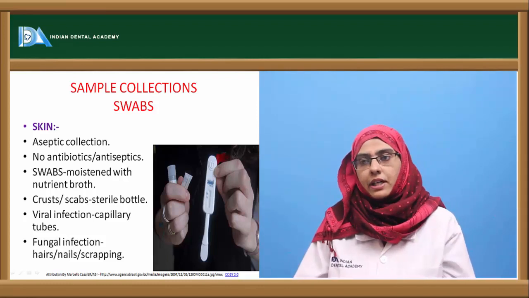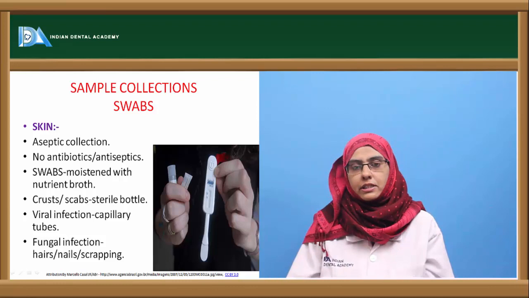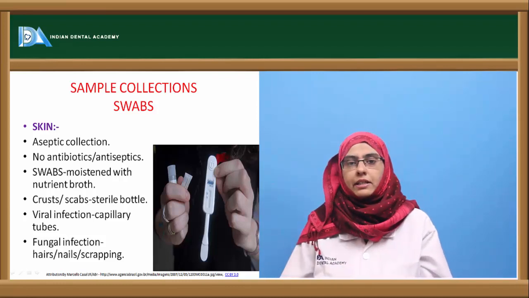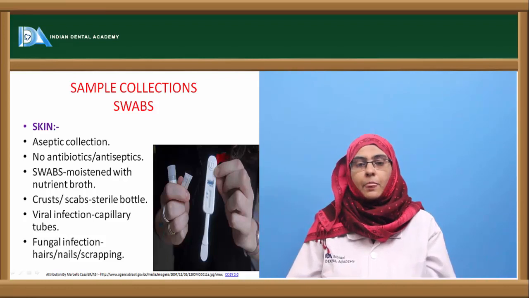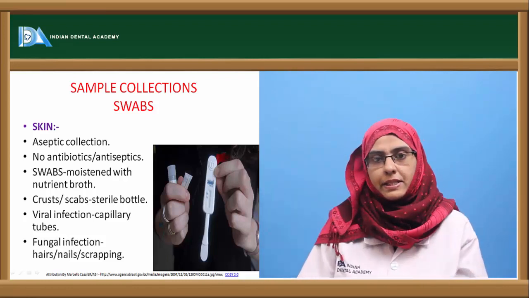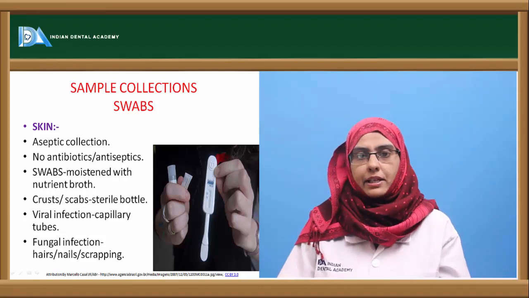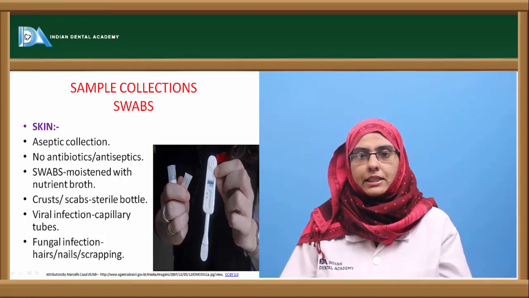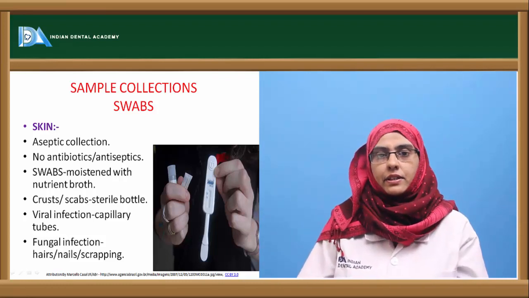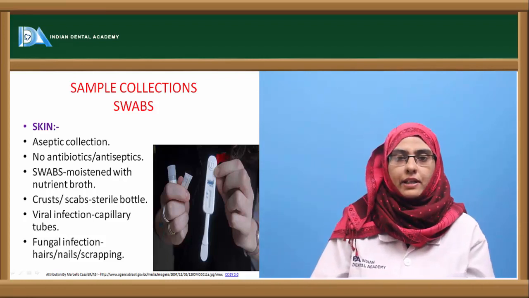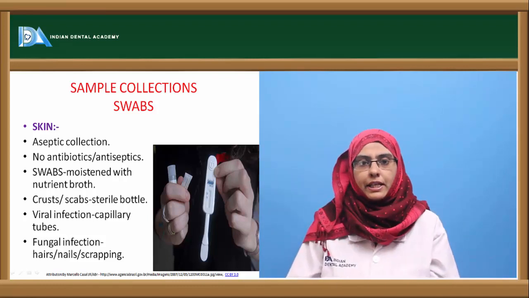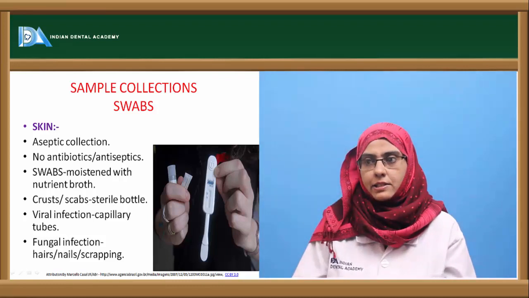In case of crust or scabs, you cannot make use of this swab, but directly the part of the crust or scab will be taken up in a sterile bottle. In case of viral infections, the specimens can be collected with the help of a capillary tube, which is made of plastic and completely sterile in nature. And for fungal infections, if the hair or nails are infected with the fungus, then part of the hairs or nails, or scrapings from these areas, can be taken as a specimen.